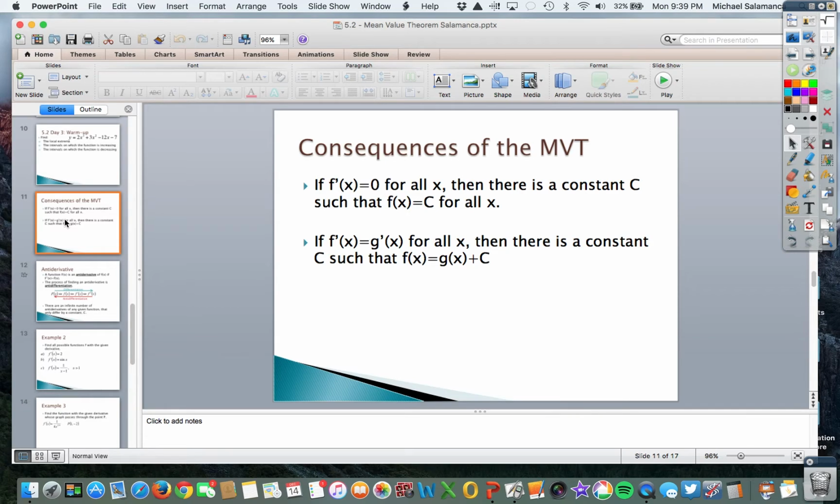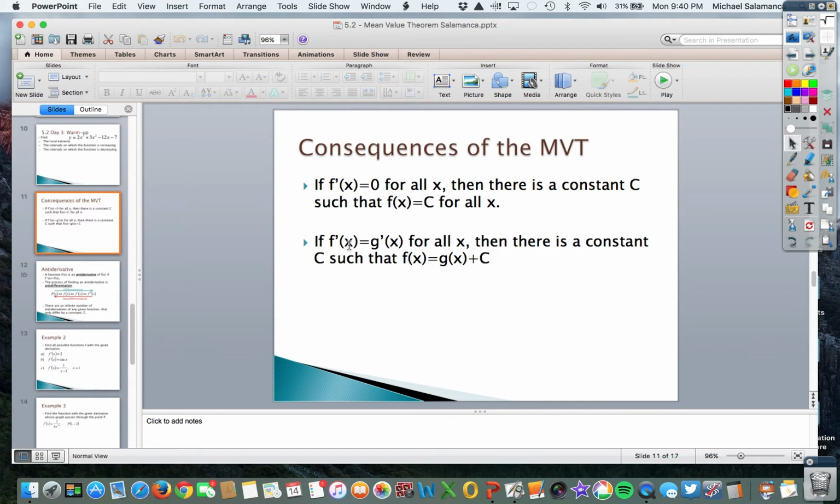Now, the consequences of the mean value theorem. This tells you that if f prime of x is equal to 0 for all x, then there is a constant c such that f of x equals c for all x. So if we have a derivative that's equal to 0 for all x, then that means there's a constant c such that for any value of x, that value is the same for all x. Okay, notice that c is constant.